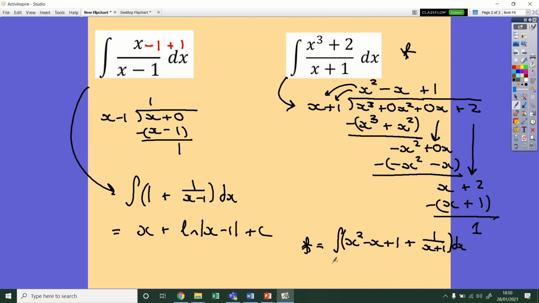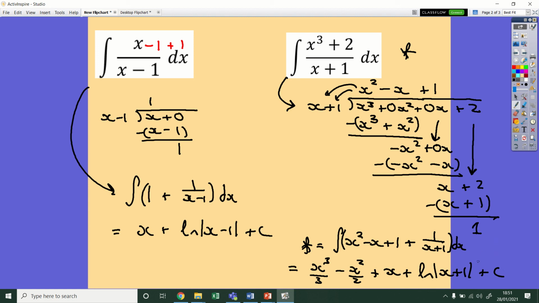Right, now we can integrate. Hopefully you can recognise what this is going to be before I do it, but it's going to be x cubed over 3 minus x squared over 2. 1 goes to x, and this term on the end, similar to the one over here, is going to be natural log of x plus 1, and then plus c.